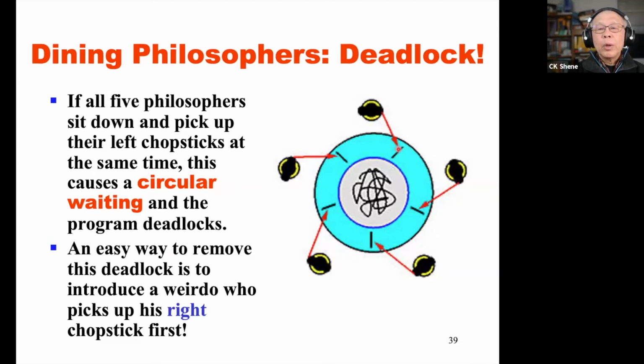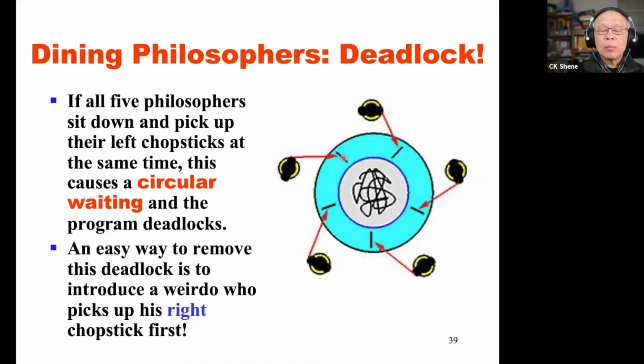Now, because we have only 5 chopsticks, if every philosopher picks up his left, there's no free chopstick on the table available. Therefore, let's take a look at this philosopher. He has his left. He does not have his right, because his right is taken by his right neighbor as his left chopstick. So every philosopher has something and is waiting for something else.